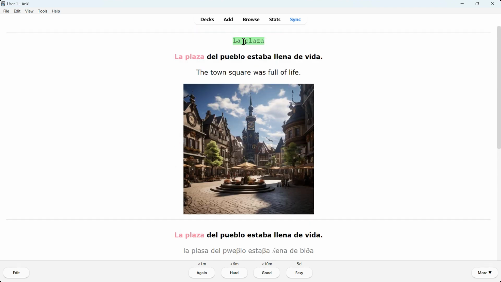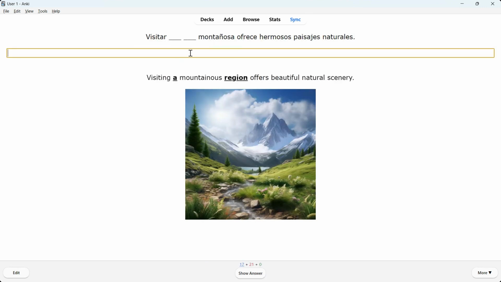So, as you can tell, I spelled the word correctly, and it shows up in green. This is Anki's way of showing, hey, you spelled the word correctly. But what if you do not know the correct answer? What if you do something like this?